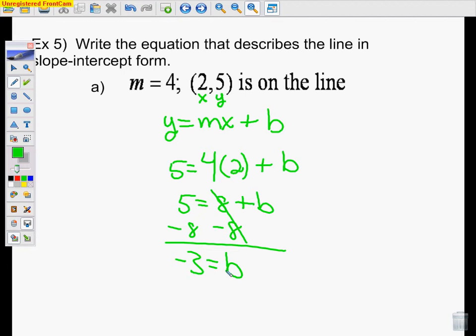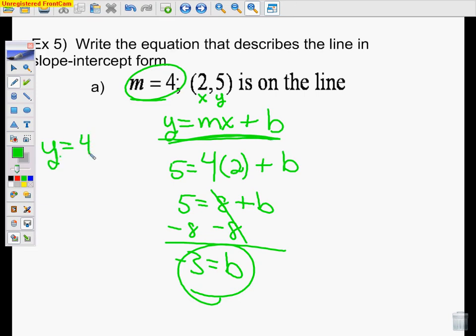So now we know what the slope is and the y-intercept. So let's plug that into our slope-intercept form. y equals m, which is 4, x plus b. b was -3. So this here is our equation for that line.